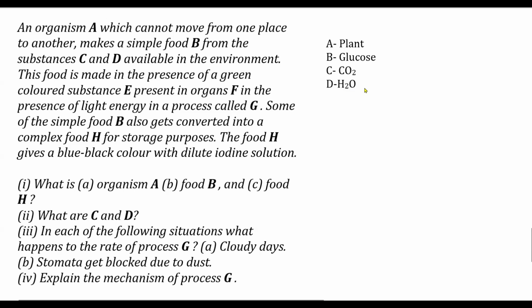Further, it says that the food is made in the presence of green colored substance E present in the organelle F, and in the presence of light. Let's figure out this part only. I can see that green colored substance E has to be chlorophyll. So E is chlorophyll here.